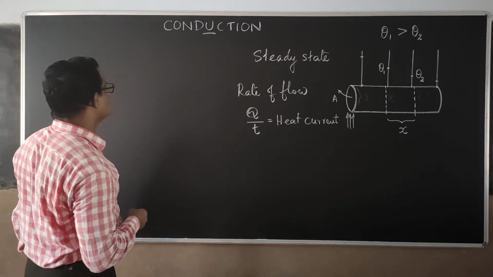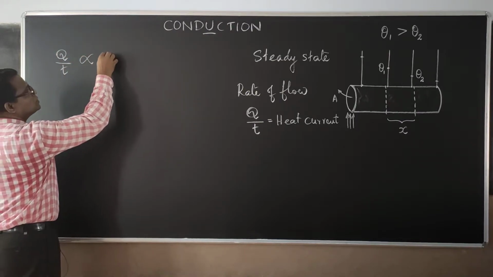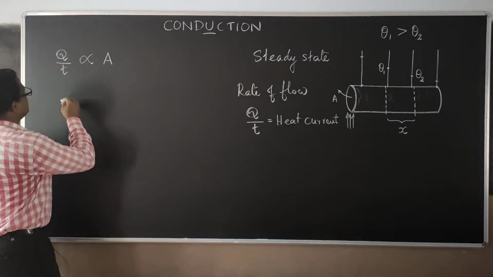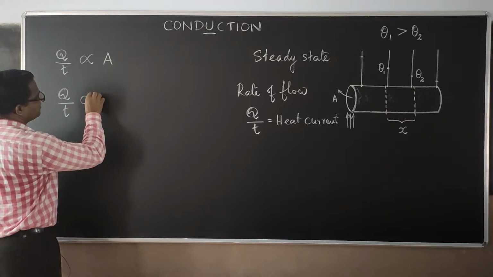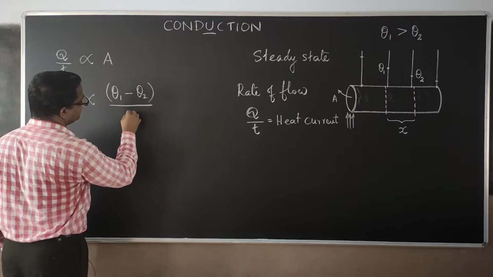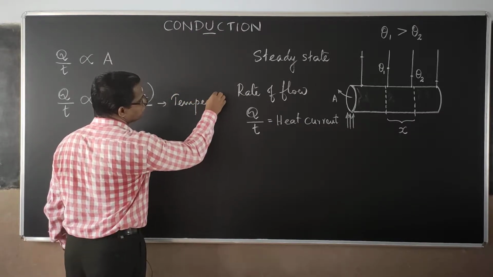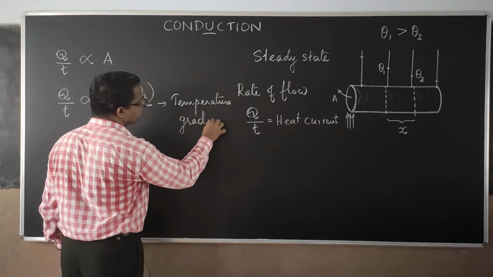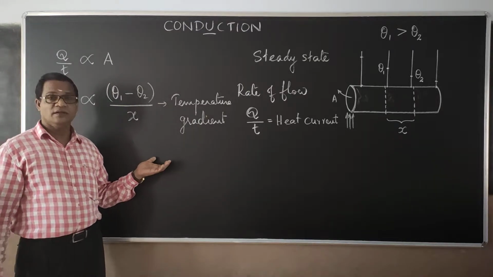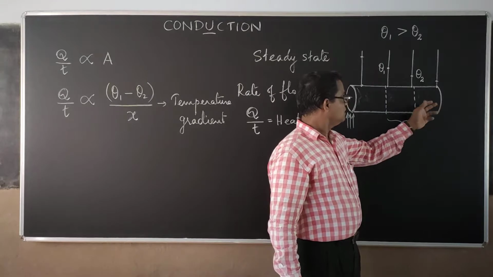Now at this stage, what we can observe is that the rate of flow of heat Q by t is found to be directly proportional to the area of cross section of the conductor, and is also directly proportional to theta 1 minus theta 2, the difference in temperature, divided by thickness, and this is called temperature gradient. We have seen another gradient, that was velocity gradient in viscosity. Now we are having a temperature gradient, that is a decrease of temperature along the conduction path with respect to the thickness.